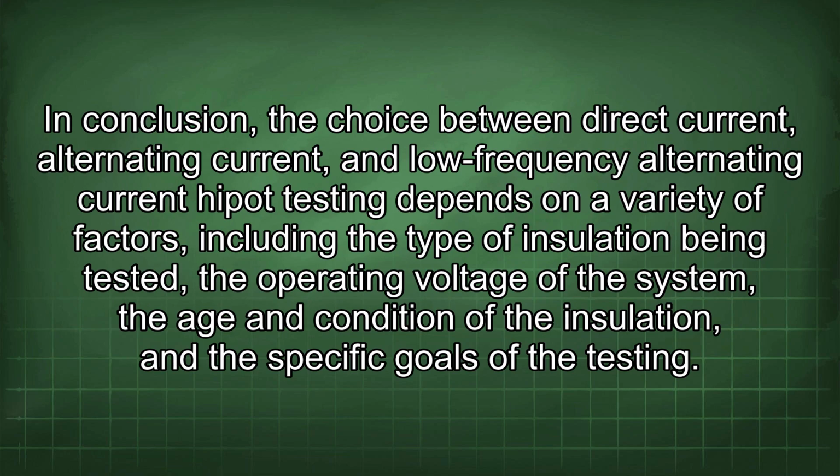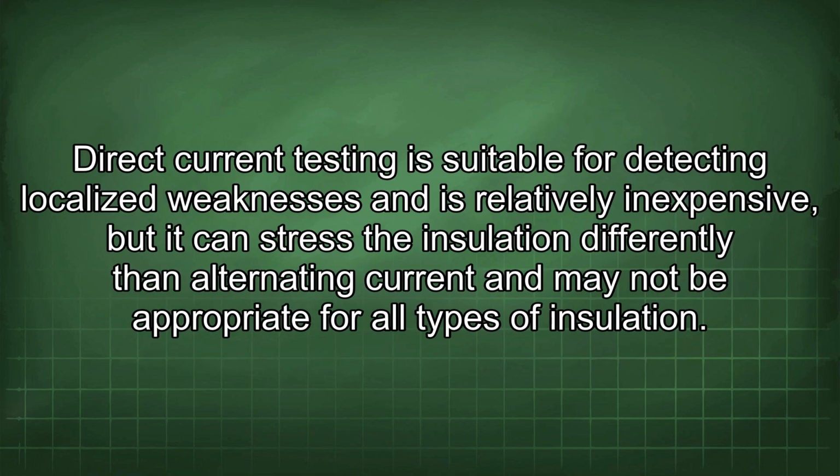In conclusion, the choice between direct current, alternating current, and low-frequency alternating current Hipot testing depends on a variety of factors, including the type of insulation being tested, the operating voltage of the system, the age and condition of the insulation, and the specific goals of the testing. Direct current testing is suitable for detecting localized weaknesses and is relatively inexpensive, but it can stress the insulation differently than alternating current and may not be appropriate for all types of insulation.